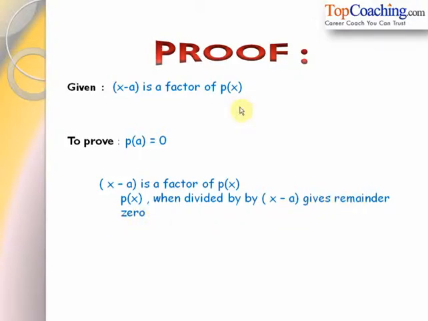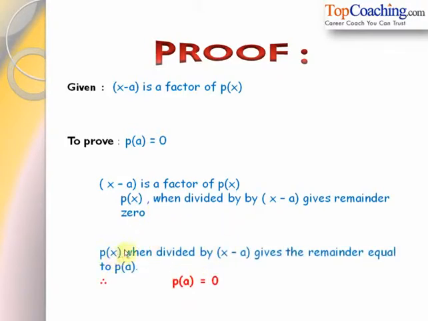So we know that if x minus a is a factor of p of x, then x minus a should completely divide p of x, and for that to happen the remainder must be equal to 0. So the remainder when p of x is divided by x minus a should be 0.